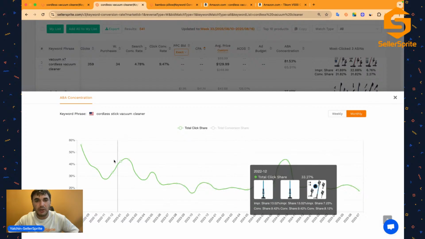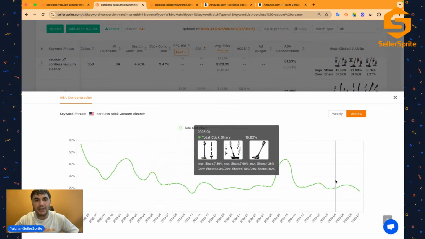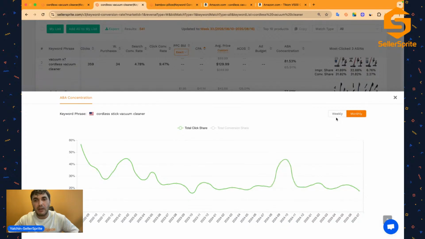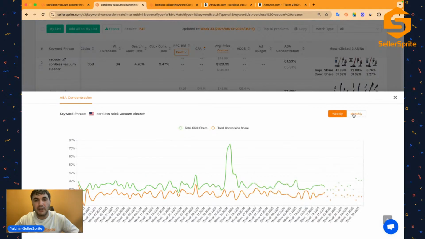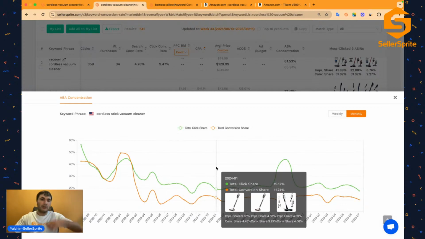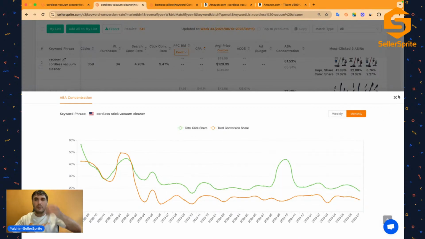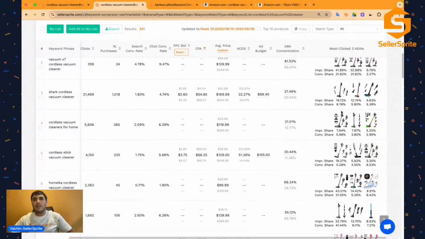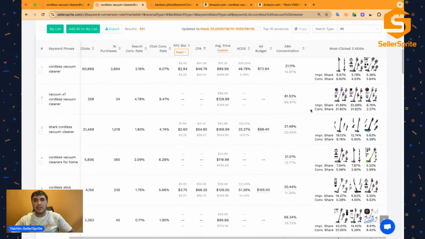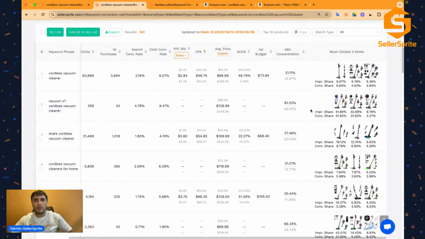Total click share, you see from here, is also decreased. This is not bad, this is kind of a good metric. When the click share of the top 3 products is around 10 or 15 or 20%, that's a good metric because the rest of the sellers in the market are also getting some clicks. It's not distributed among only the top 3 sellers.